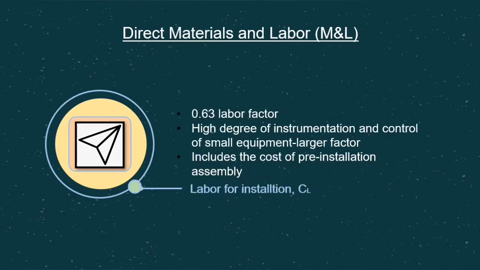After that, the cost of labor for installation, or CL. The field labor factor for installation is 0.63. The high degree of instrumentation and control of small equipment leads to a larger factor. This cost also includes the cost of pre-installation assembly. When equipment cannot be shipped to the plant site in one piece, like a compressor, pre-installation field assembly is required.